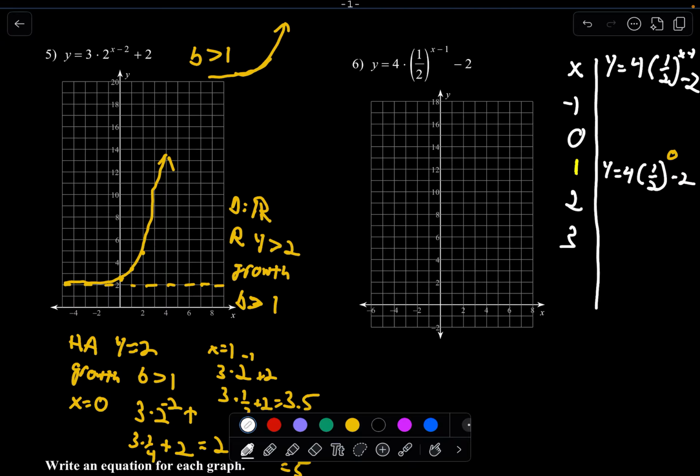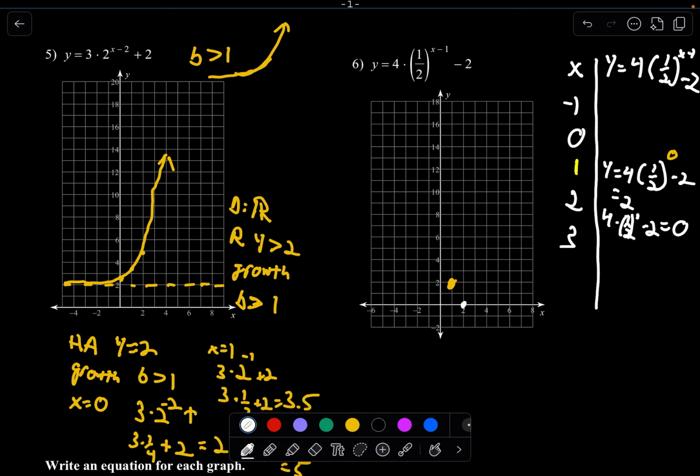1/2 to the 0 is 1, so 4 minus 2 is 2. So we know when x is 1, we're at 2. And that's my quote-unquote centering value. Now when x equals 2, that'll be 4 times 1/2. 2 minus 1 is 1, so it's 4 times 1/2 to the first, which is 1/2. Minus 2, which equals 0. So we know when x equals 2, the graph is going to have an x-intercept at 0.